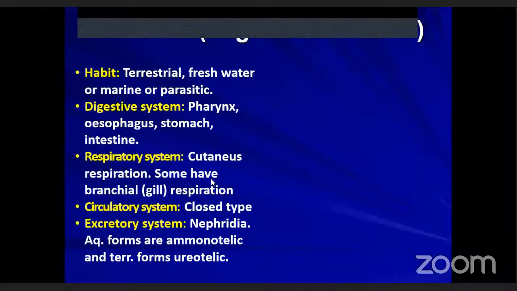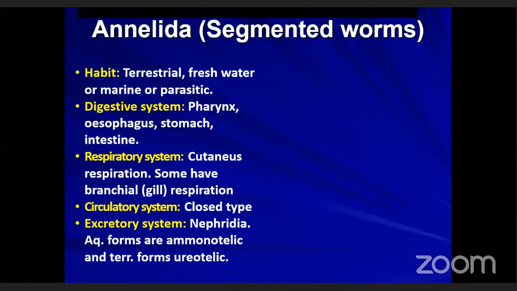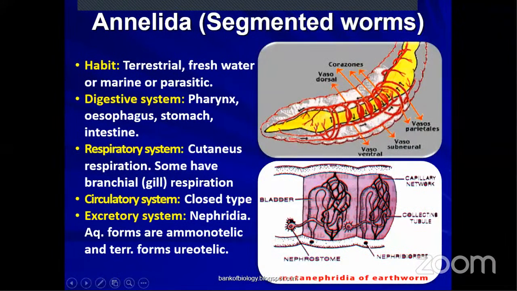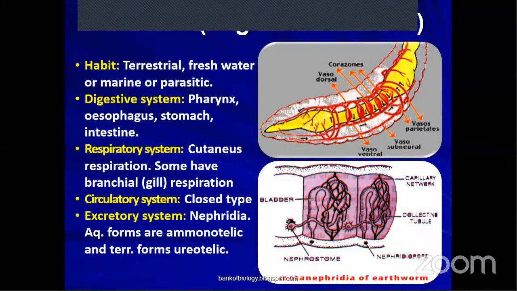Then the digestive system is slightly advanced when compared to the other groups. That is, they have a pharynx, esophagus, stomach, and an intestine. So the lower ones have only intracellular or intercellular digestion. Here it is clearly demarcated. Then the respiratory system is cutaneous. So what do you mean by cutaneous? Cutaneous respiration means they breathe through the skin. Some have branchial or gill respiration if they are aquatic.